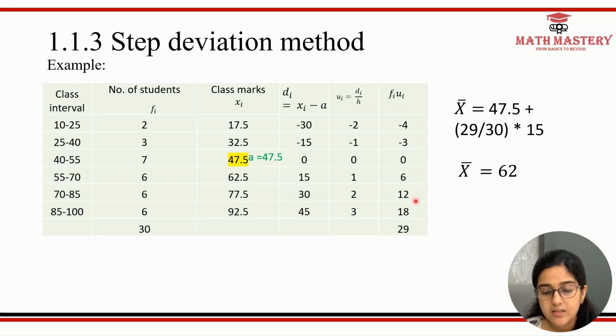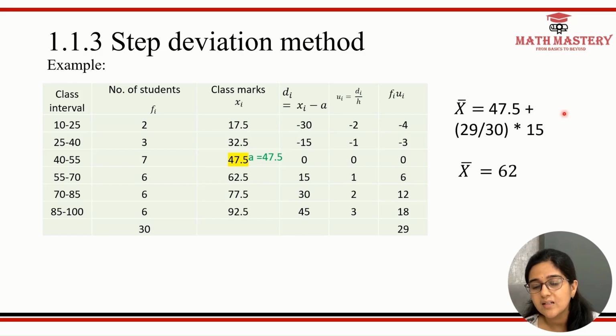And we have summed all the observations. So sum of all the observations fi ui is equal to 29. Now we have used this method to calculate the mean. So the formula is a plus summation fi ui divided by summation fi, multiplied by h. We have substituted the values and the answer which we are getting again is 62. So the final average score of a student in a class is 62.